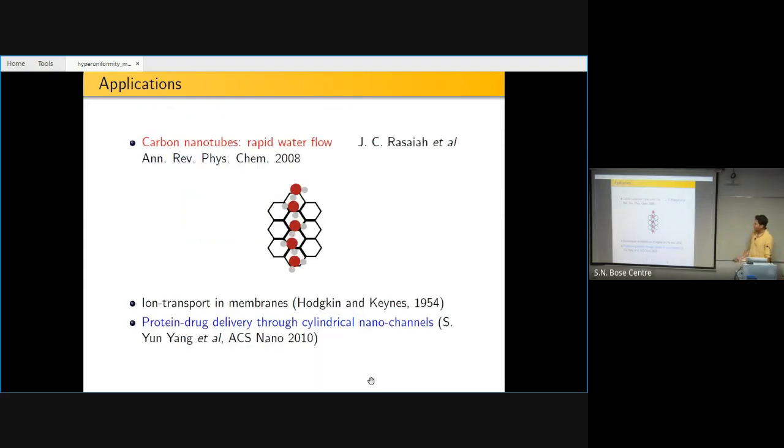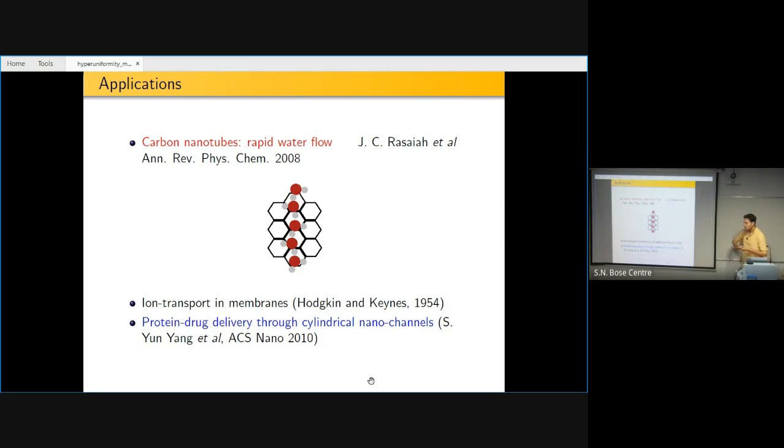Another relevant application for this kind of single file motion, or something that will be applicable in the future, are carbon nanotubes, where this is a schematic diagram of carbon nanotubes and how they allow water to flow in single file motion through the nanotubes. So these hexagonal structures essentially represent carbon, and these red and gray atoms are basically water molecules.